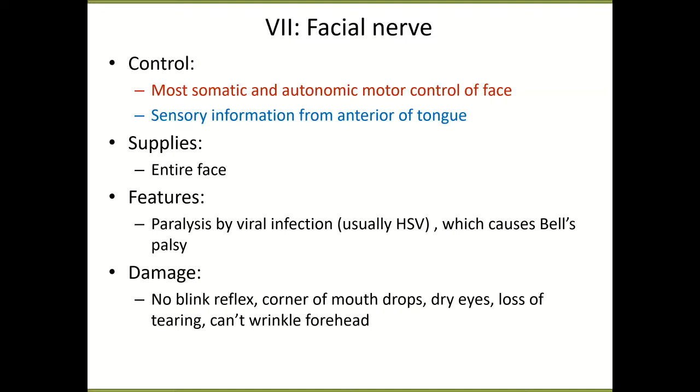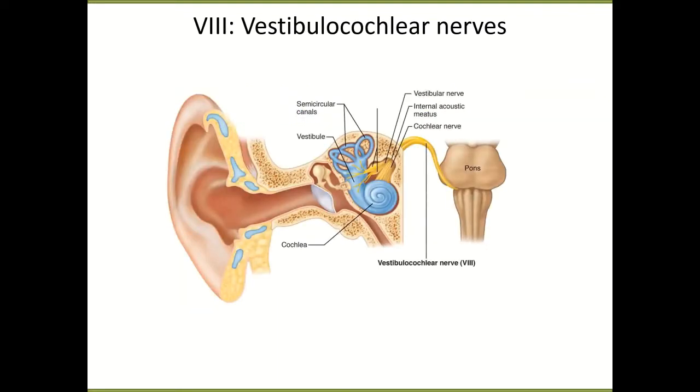By the way, this is different from how Botox works. HSV paralyzes the nerve supply. Botox works by paralyzing the muscles. In Botox, your facial nerve is still firing. With Bell's palsy, by the way, most people do recover after several months. It takes some time, but most people do make a full recovery.